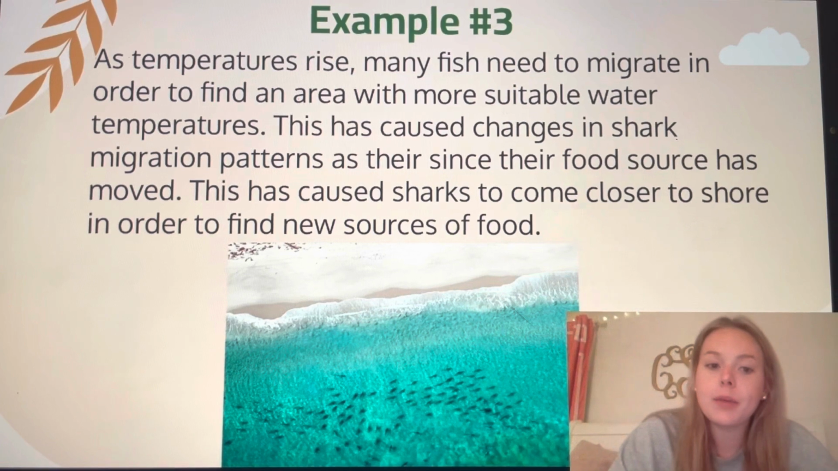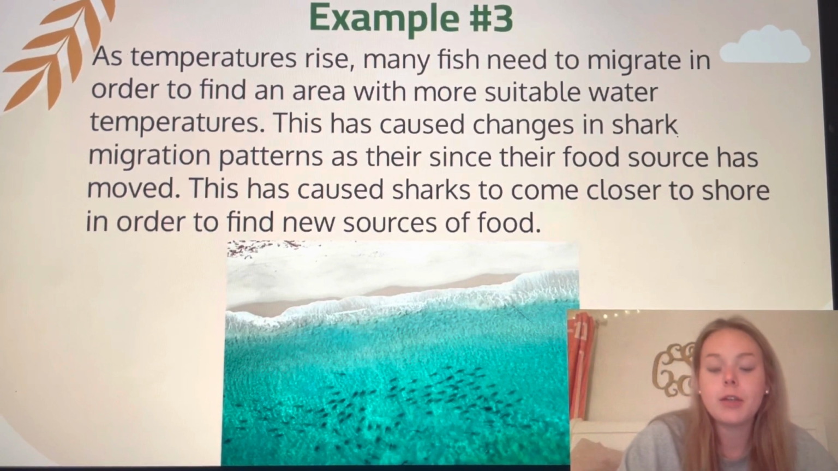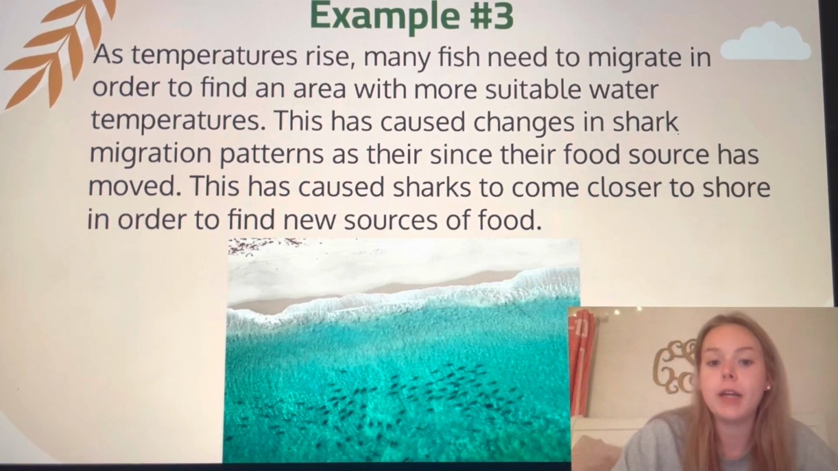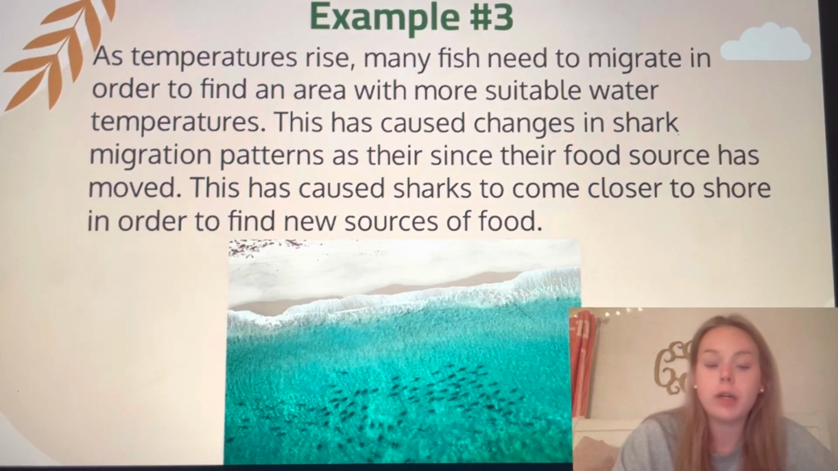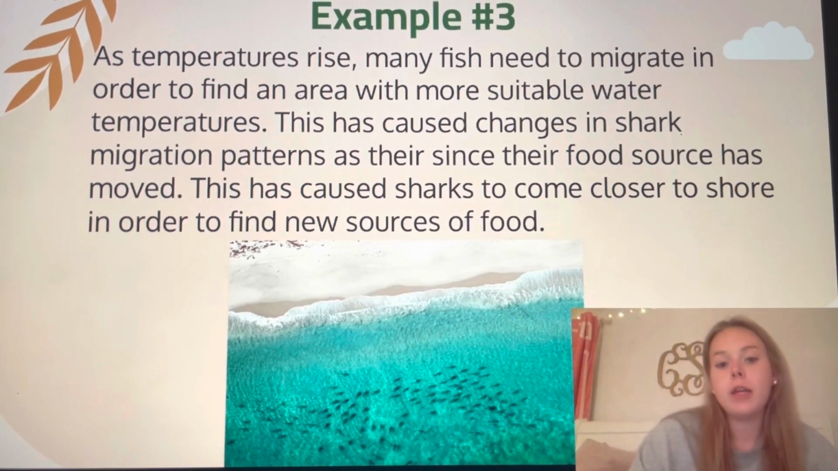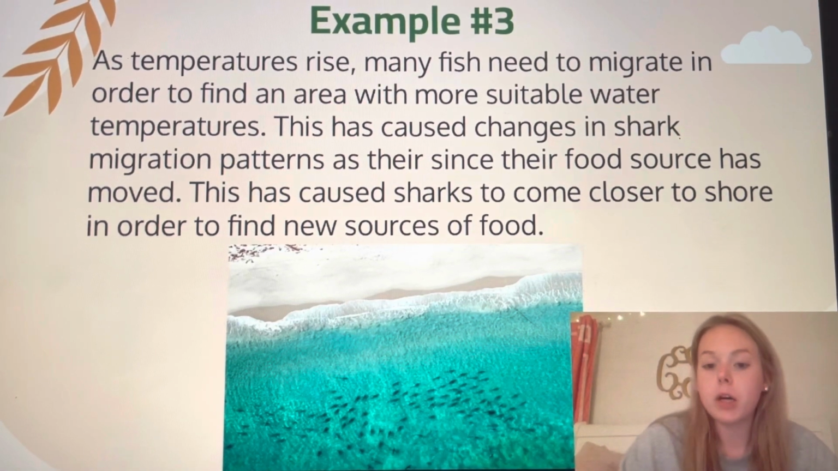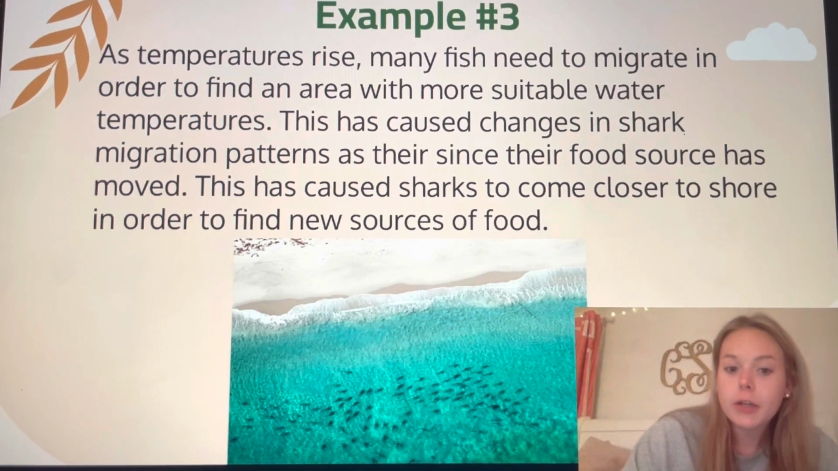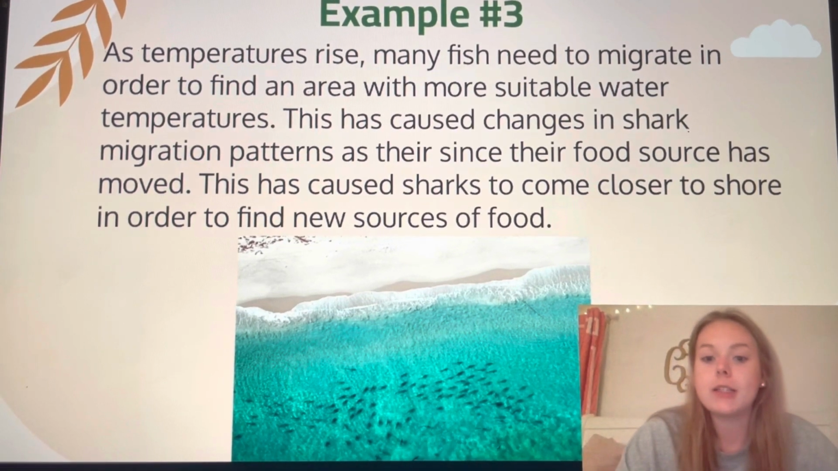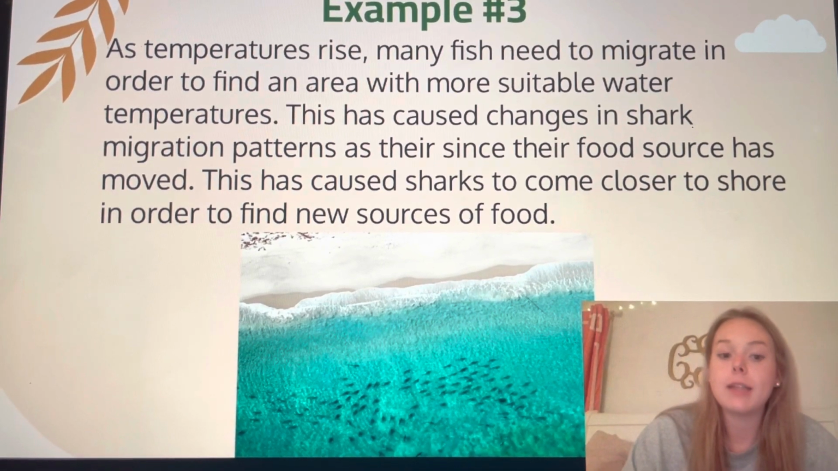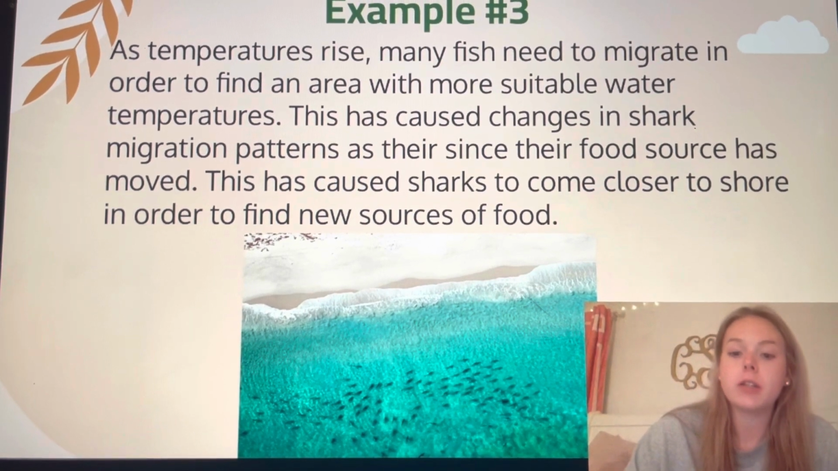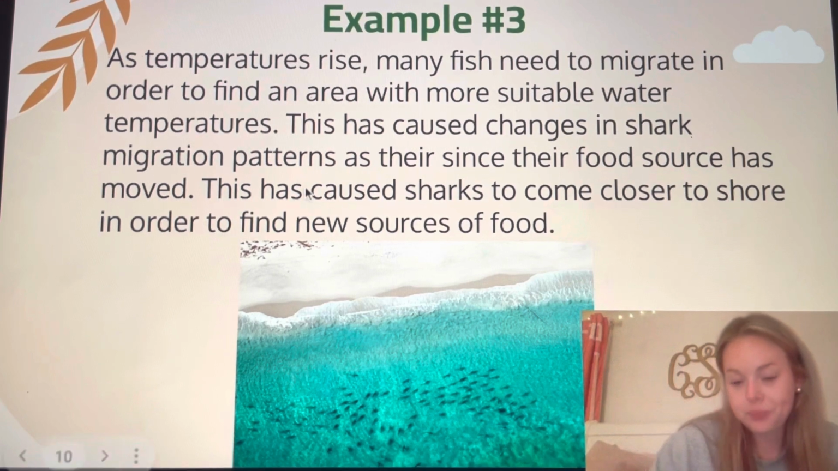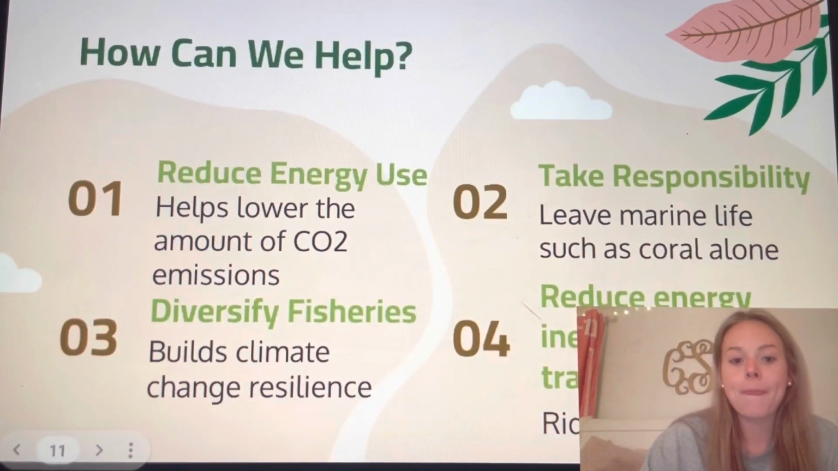And example number three is as the temperatures of the water are rising, many fish need to migrate in order to find an area with more suitable water temperatures. So not only do they need clean water, but they also need water that's going to meet their temperature. This has caused changes in shark migration patterns, and since their food source has moved, this has now caused sharks to come closer to shore in order to find new sources of food.